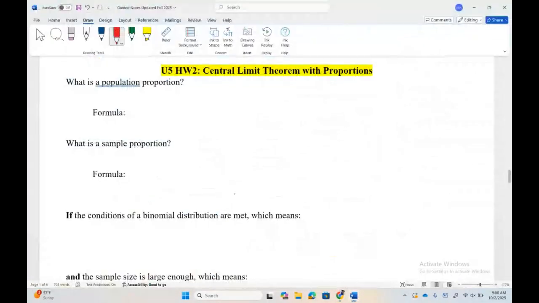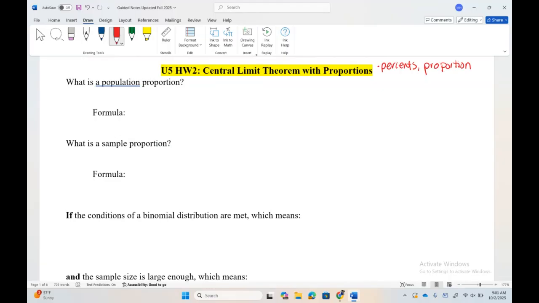Okay, so we're going to talk about the central limit theorem with proportions. We can recognize that we need to use this information if we see percents in our word problem or some sort of proportion. So we're going to have to read carefully and look for those key words to tell us when to use this information versus any other formula.